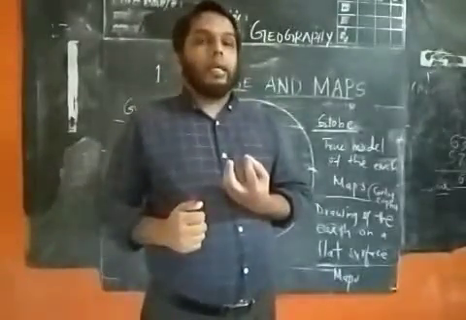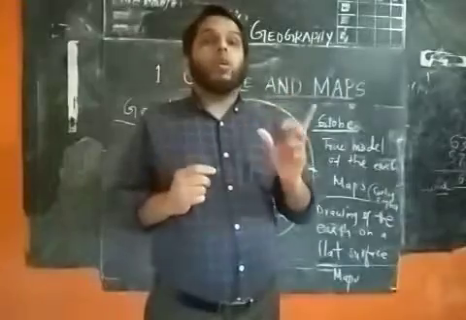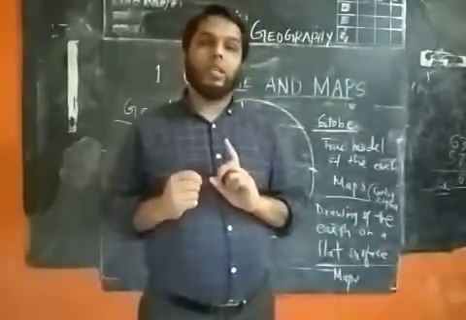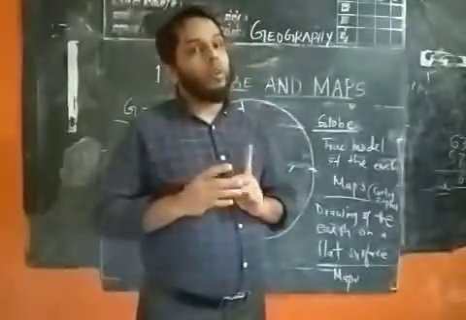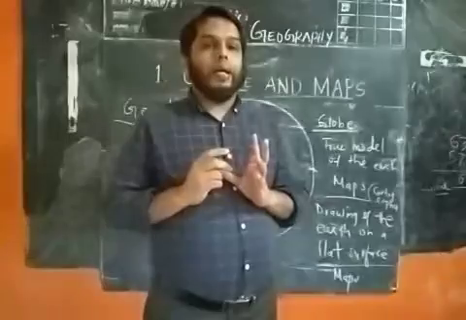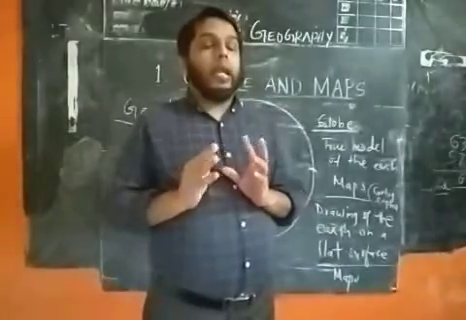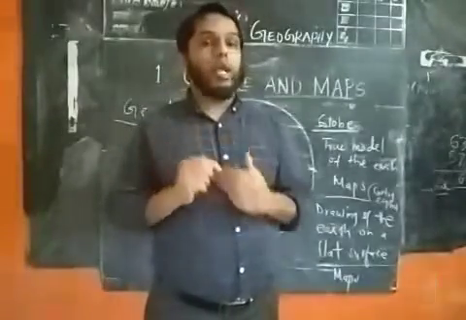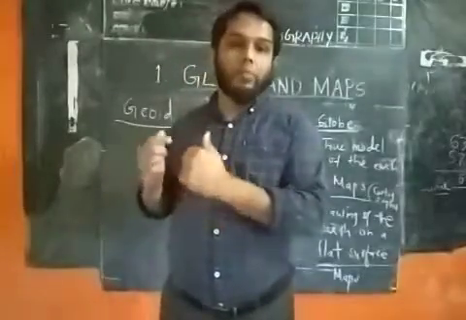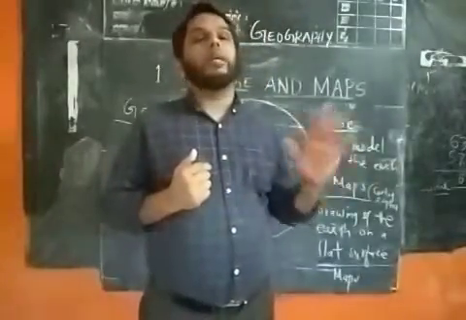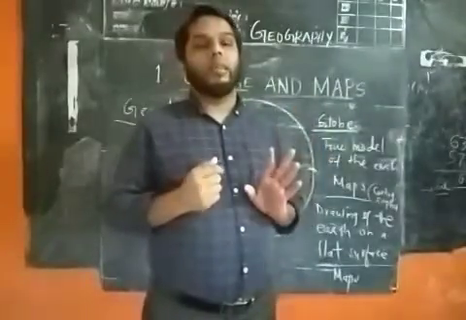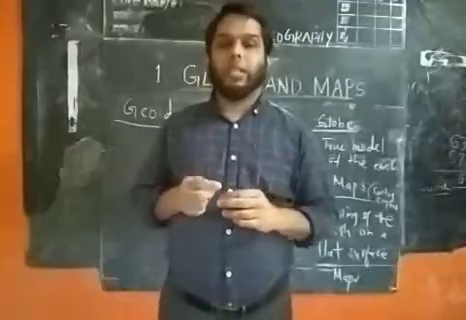Our Earth is moving on its own axis. That is known as rotation. It takes 24 hours. If it is early morning in Japan, it will be night in America, on the opposite side.